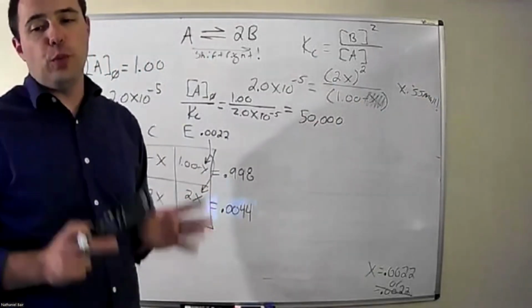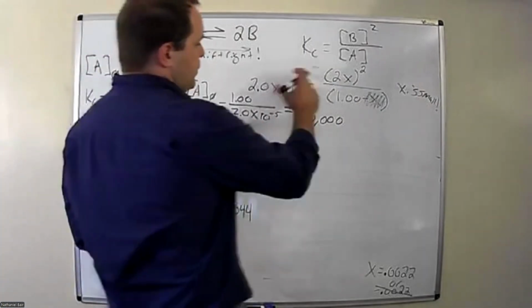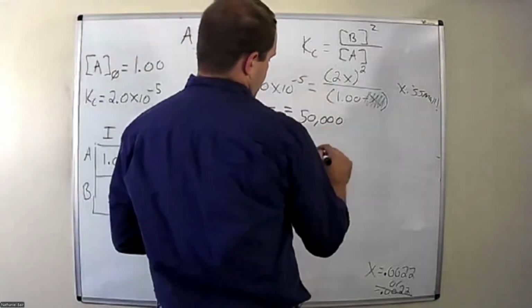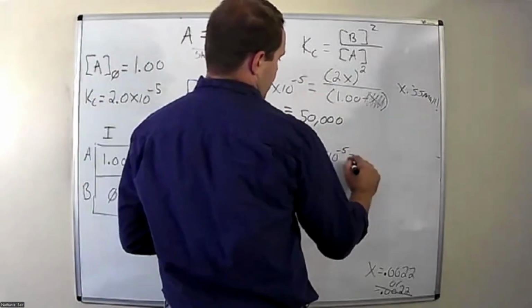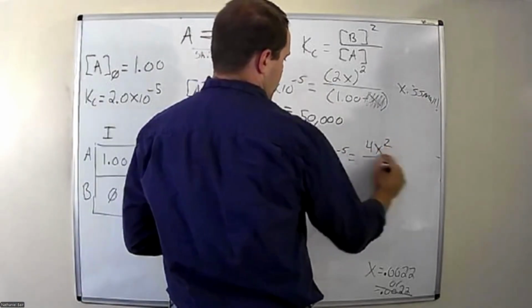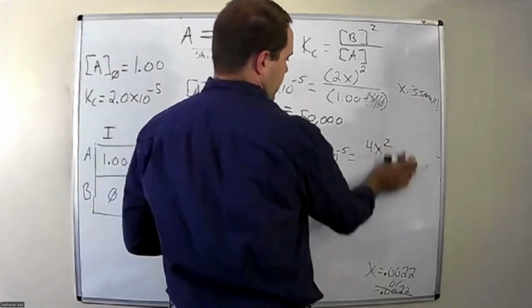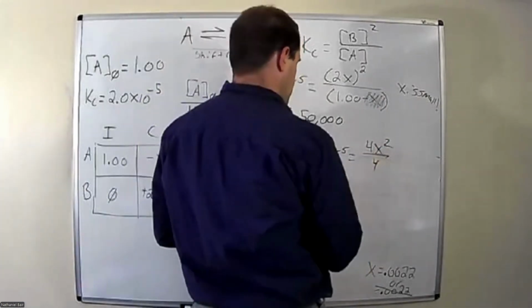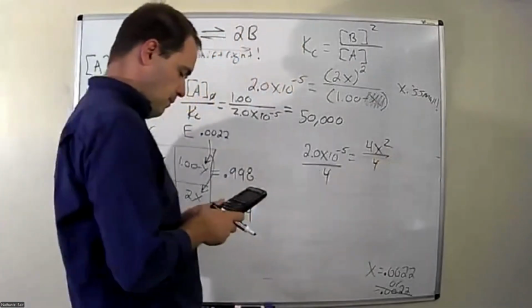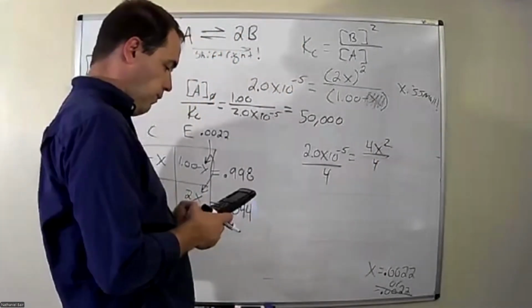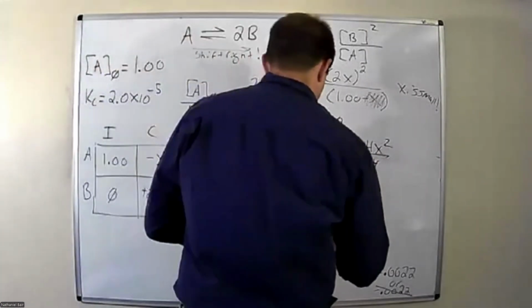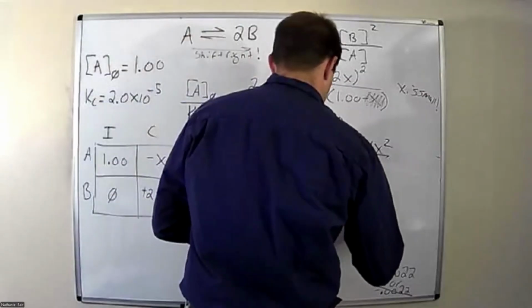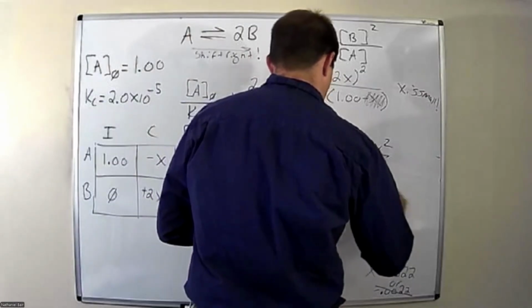Now this super duper simplifies, right? This becomes 2.0 times 10 to the negative fifth equals 4x squared over 1. So that's really 4x squared, right? Because we got rid of that minus x. Divide both sides by 4. We get 5.0 times 10 to the negative 6 equals x squared.